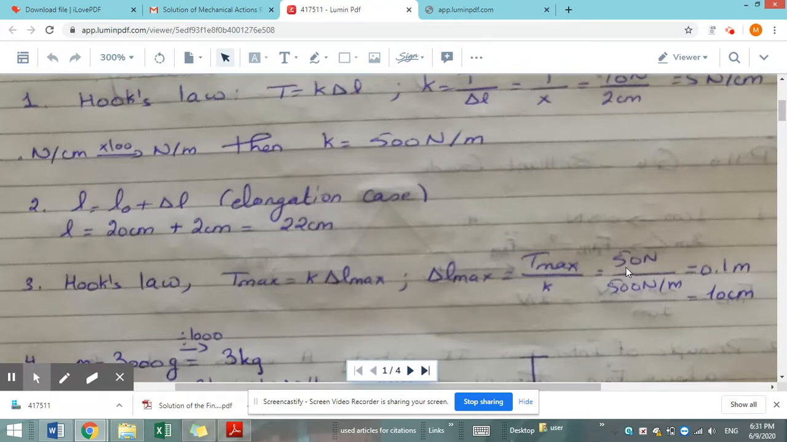And T max is 50 Newton, 50 Newton over 500 Newton per meter. We get the value in meter, 0.1 meter. If you want to compare it later to given values, we can convert it to centimeter by multiplying by 100. It becomes 10 centimeter.